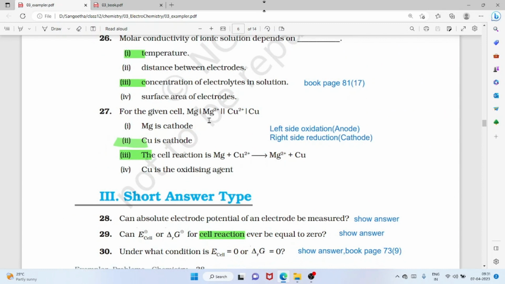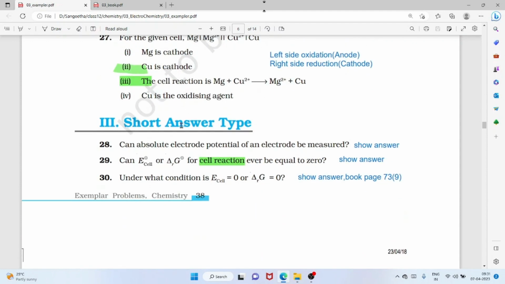For a given cell, this is the anode and this is the cathode, because the left side is written as the anode and the right side as the cathode. So C is the cathode, and in the cell reaction, the left side is oxidation at the anode and the right side is reduction at the cathode.